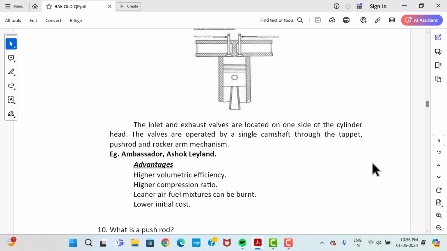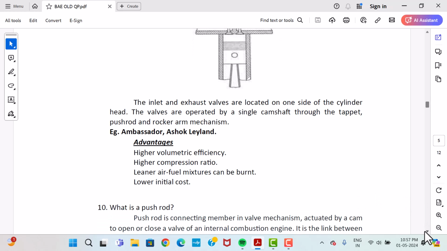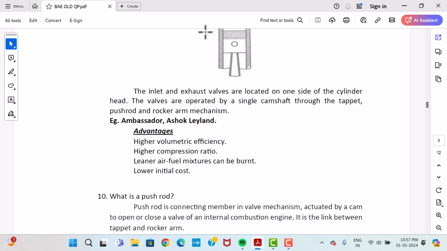The major advantages are higher volumetric efficiency. Because of this I-head mechanism, the volumetric efficiency will be high, a higher compression ratio is possible, leaner air-fuel mixture can be burned, and there is lower initial cost. These are some specific advantages. You have to draw this figure and specify what this mechanism is and what the advantages are, because it is asked as a 3 mark question.